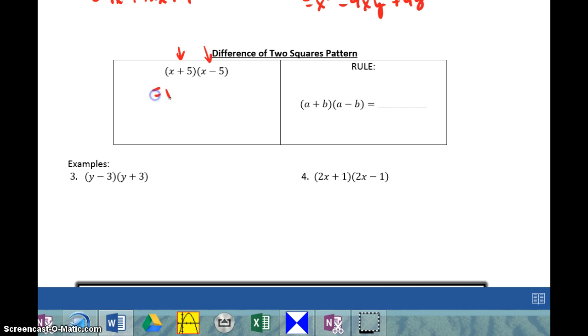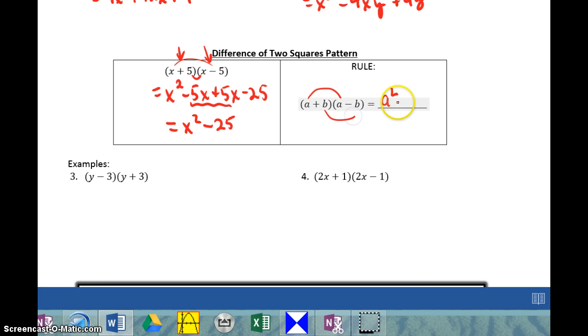When we distribute, we'll get x to the second, and then we'll get negative 5x, and in the middle, positive 5x, and at the end, negative 25. So when you add these like terms, they go away. Negative 5 plus 5 is 0, so we're not going to see an x at all in our problem. So this only happens when everything is exactly the same in your parentheses, but one plus and one minus. So the rule is basically that happens. You just need to square the a, minus, and square the b.